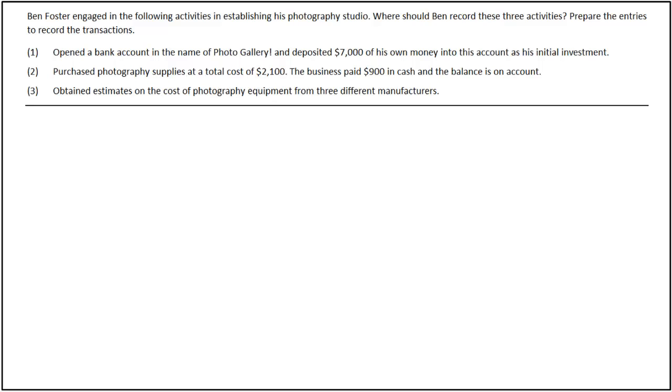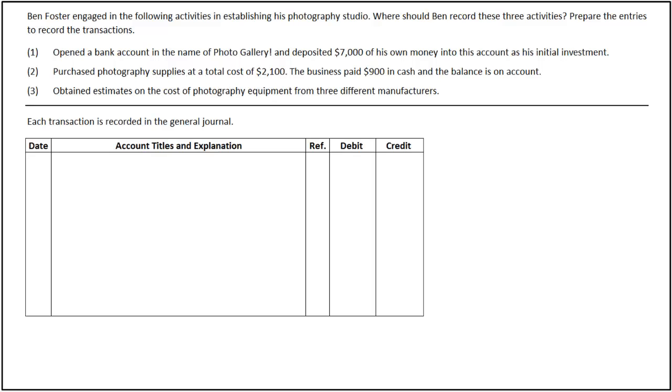Ben Foster engaged in a few activities to establish his photography studio. We will see where each of the activities is recorded and also prepare the entries to record the transactions. Each of the transactions is recorded in the general journal.